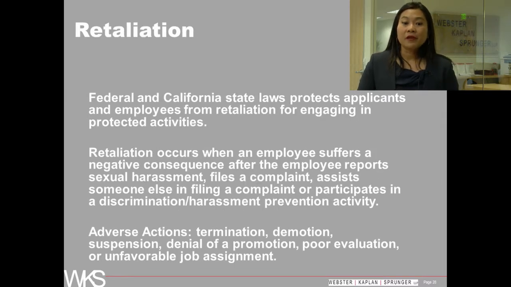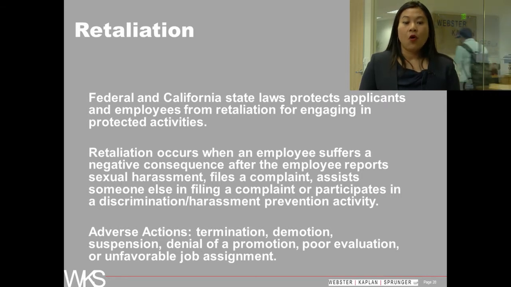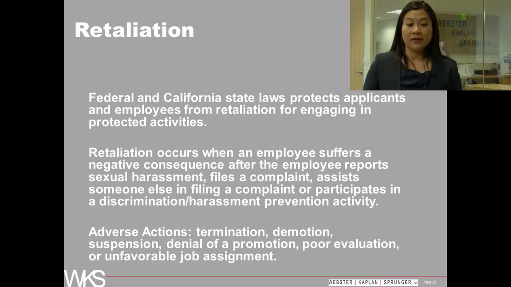So under both federal and California law, it is prohibited to retaliate against applicants as well as employees, those who've engaged in protected activities. So what does that mean, protected activities? Well, retaliation occurs when an employee suffers a negative consequence after the employee reports sexual harassment, files a complaint, assists someone else in filing a complaint, or participates in a discrimination or harassment prevention activity.